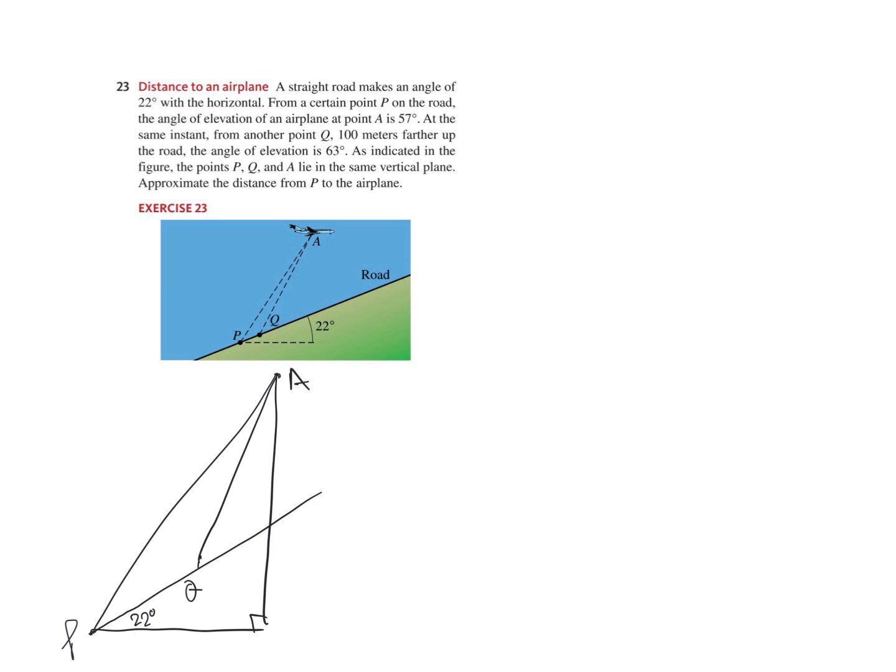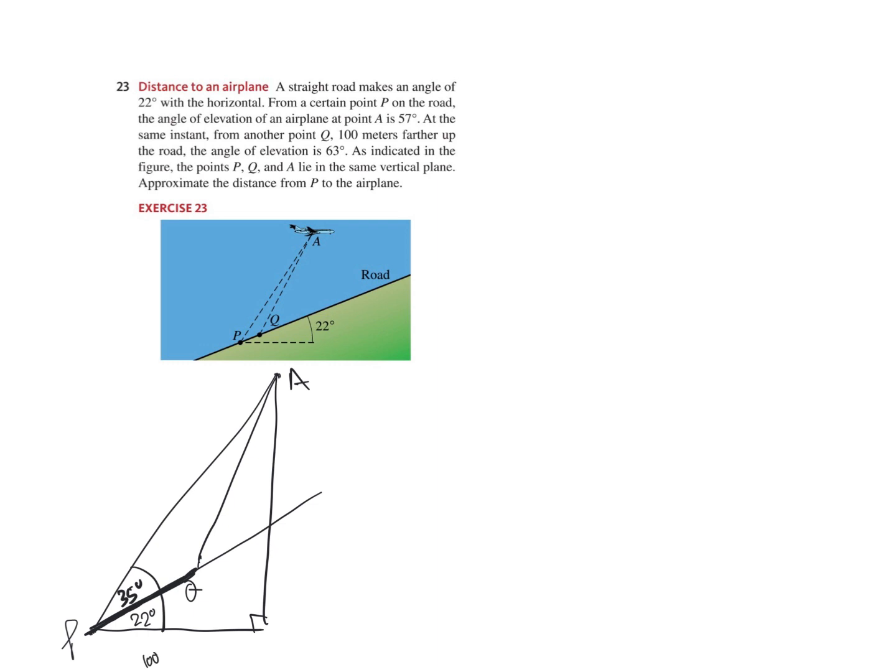So from a certain point P on the road, the angle of elevation of an airplane at point A is 57 degrees. So this whole thing is 57. So 57 minus 22 gives me 35. So this is 35 degrees here. And then another point Q, 100 meters up further. So this length here is 100.